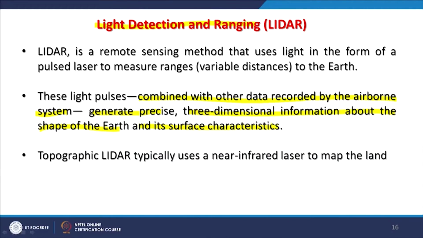Now topographic LIDAR, for generating a digital elevation model, basically uses a near infrared laser to map the land, not really visible light, but near infrared, because it has to cover a large distance from space to the earth. So, it has been found that an infrared laser is better when distance is involved than simple light. Now, I would show you some examples of these LIDAR products.